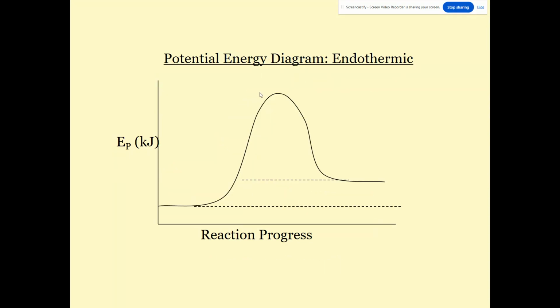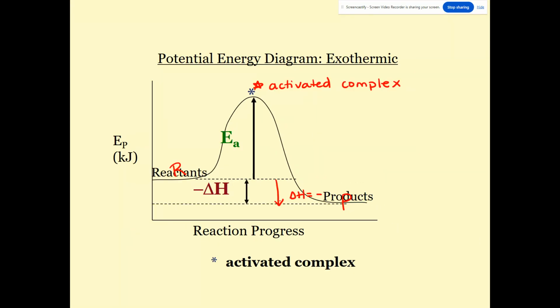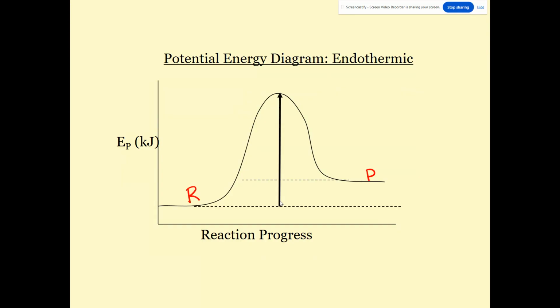If we look at an endothermic reaction, I have my reactants to my products. I still have an activation energy that I have to overcome, again from the reactants to the top of this activated complex. Then my delta H is the distance from the reactants to the products, the net change. So in this reaction, it would be positive, an endothermic process. Again, activation energy is the energy required to break the bonds of the reactants, so it's always from the reactants to the top of the hill.